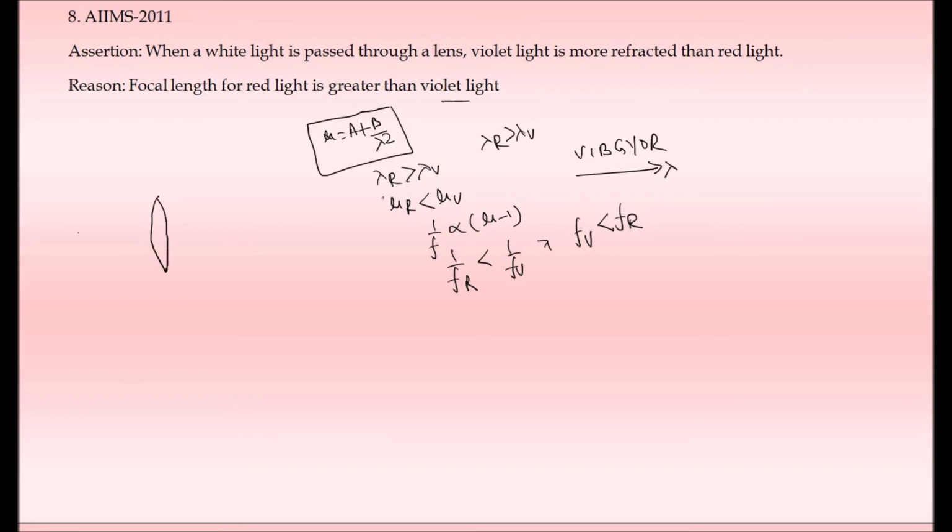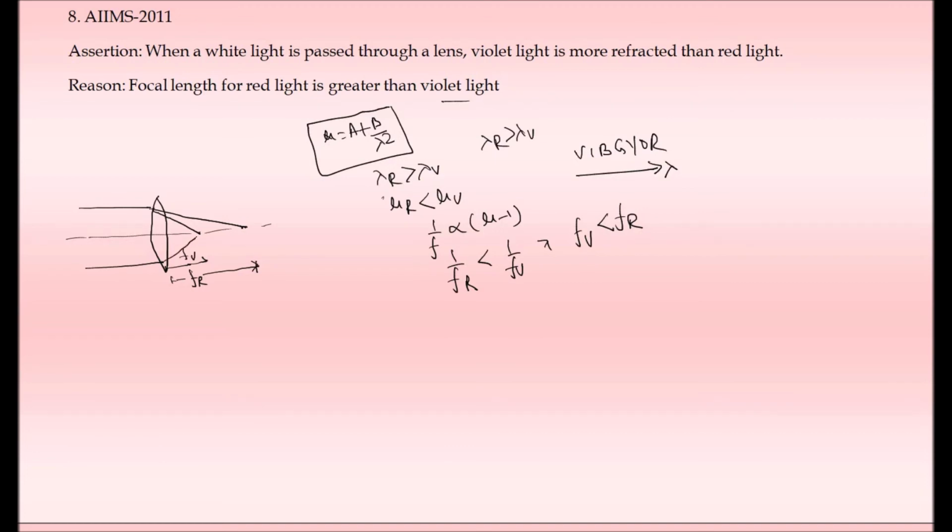Consider this is the convex lens, and consider this white light ray is passing through this lens, and here suppose red light. So this is our FR. So red light is focused at this point, while the violet light is focused at this point. So we call it FV.